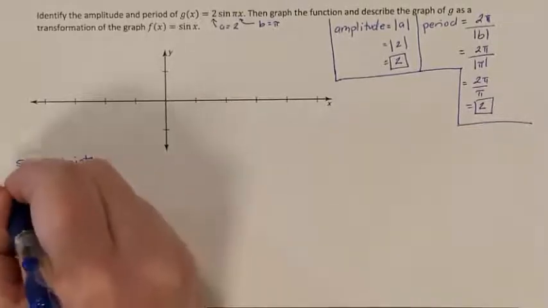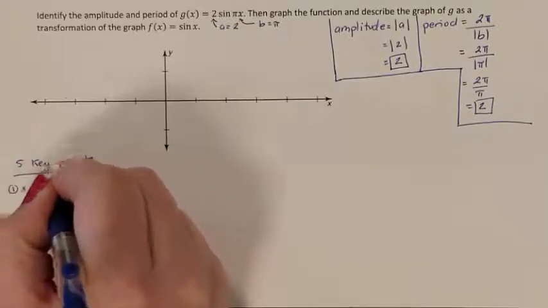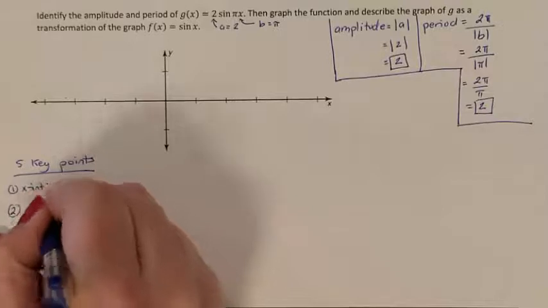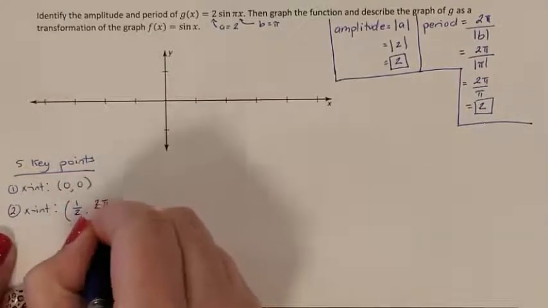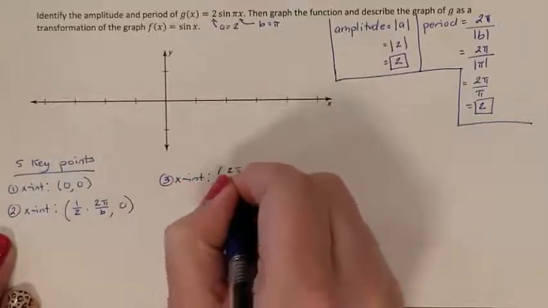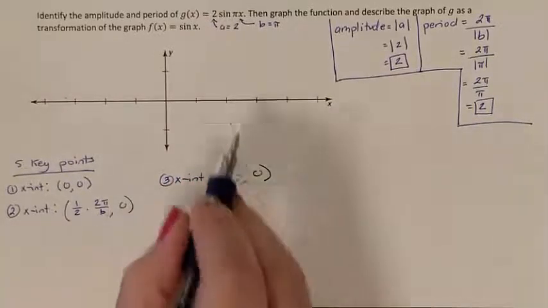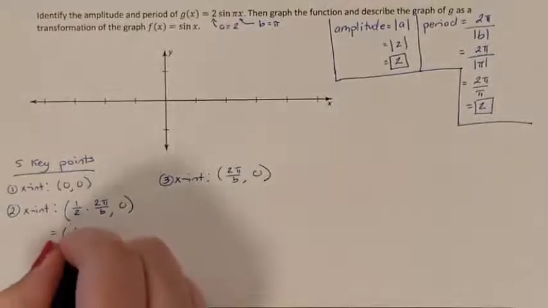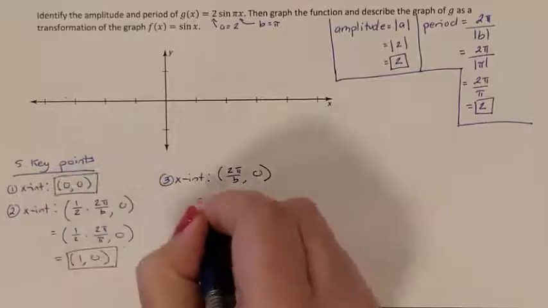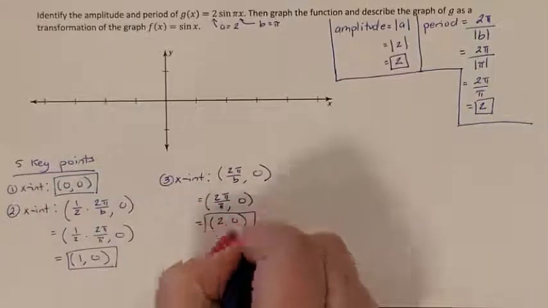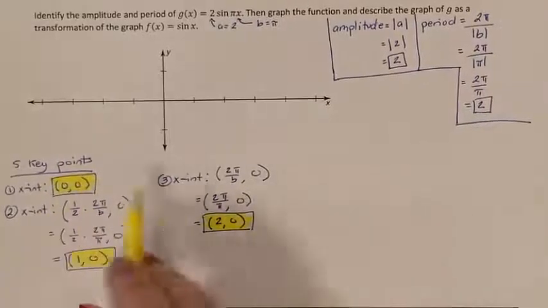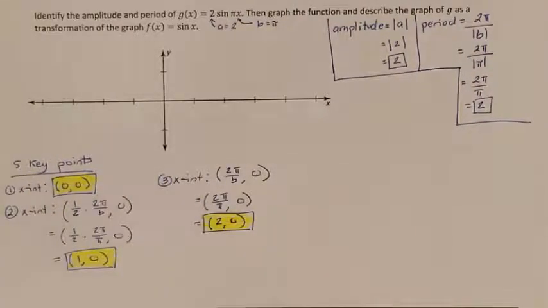Sine has 3 x-intercepts. Your first x-intercept is always at 0, 0. The second x-intercept is at a formula. And your third x-intercept is at a formula. They both require b, which is pi. So plugging in for our formula, we just found all 3 of our x-intercepts. Those are 3 of the 5 key points we need.